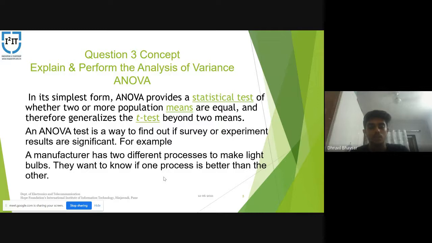Another example is students from different colleges taking the same exam, and you want to see if one college outperforms the other. Basically, an ANOVA test is a way to find out if survey or experiment results are significant, in terms of whether the population means are equal.